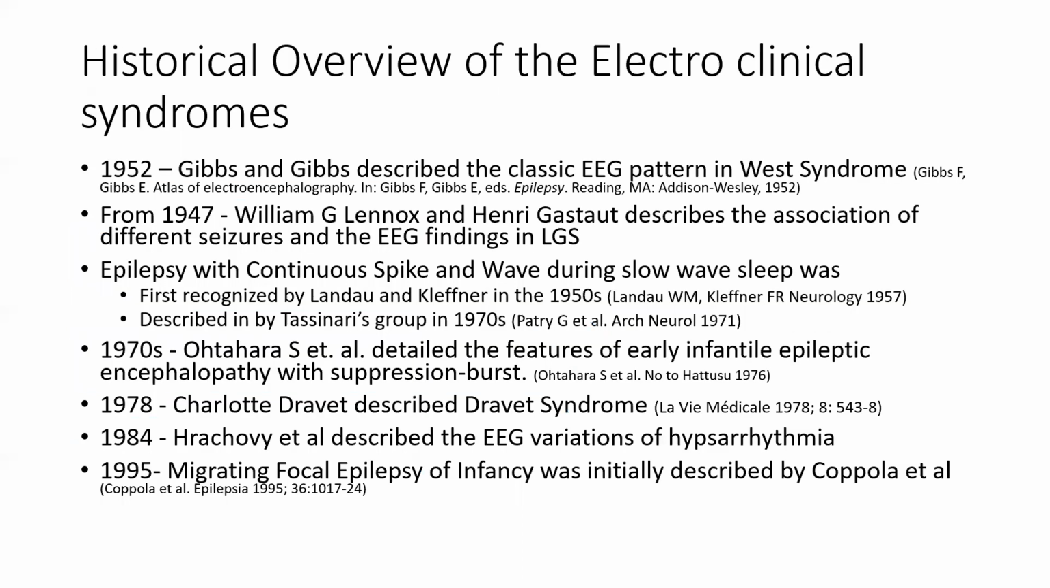The next thing that I want to tell you is I'm going to do a historical overview of these electroclinical syndromes, okay? We start with the first one, which was described really in the 1800s by Dr. West, right? But the electroclinical syndrome of West was completed in 1952 when Gibbs and Gibbs described the EEG portion of that syndrome, okay?